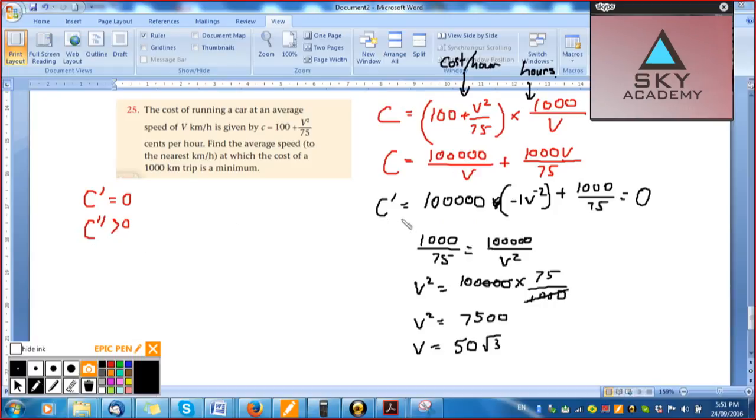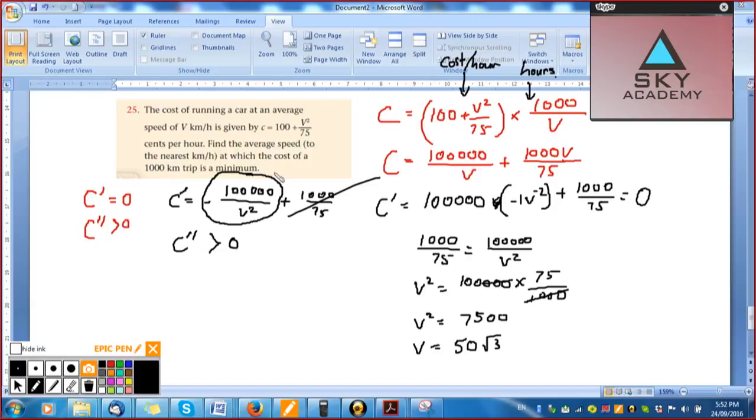Now, the second derivative will be positive because you've got c dash equaling minus 100,000 on v squared plus 1,000 on 75. That's going to disappear when you differentiate, and your power has got to be negative. Negative times a negative is positive, so your overall answer is going to be positive. So c double dash is greater than 0, so it is a minimum.